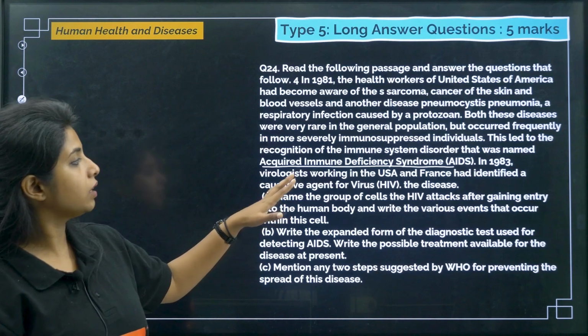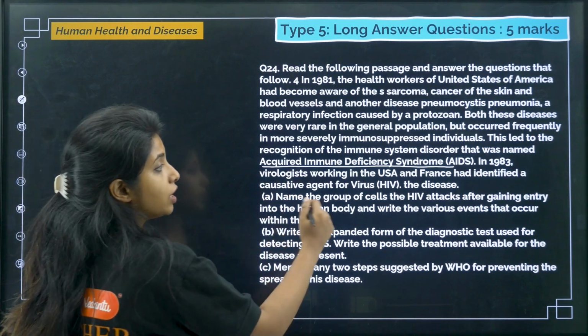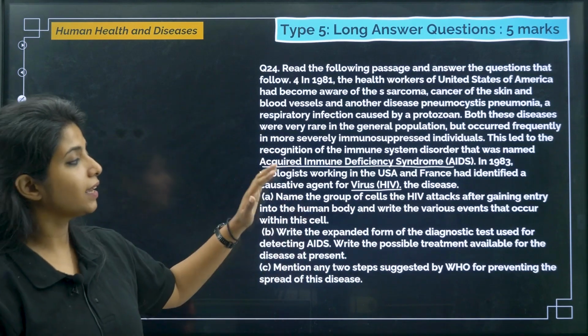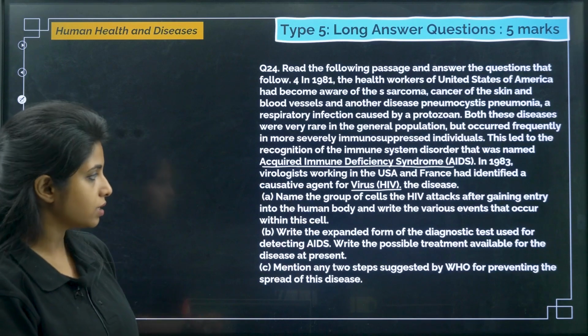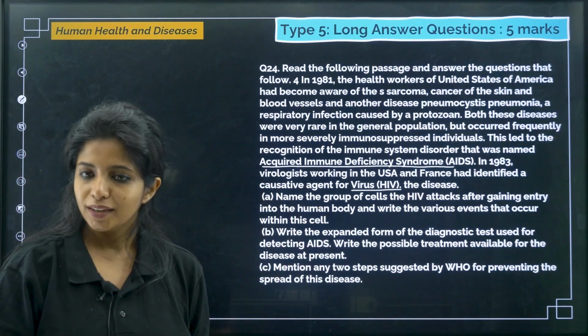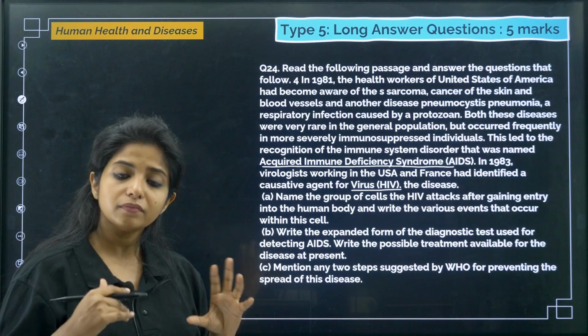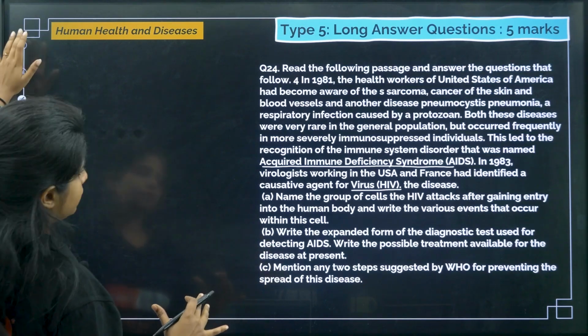Now, in 1983, virologists working in the USA and France identified the causative agent for the disease, the virus HIV. Name the group of cells that the HIV attacks after gaining entry into the human body, and write the various events that occur within this cell. So you have to name the cells, and you also have to explain what the events are. For that, I have come across this.